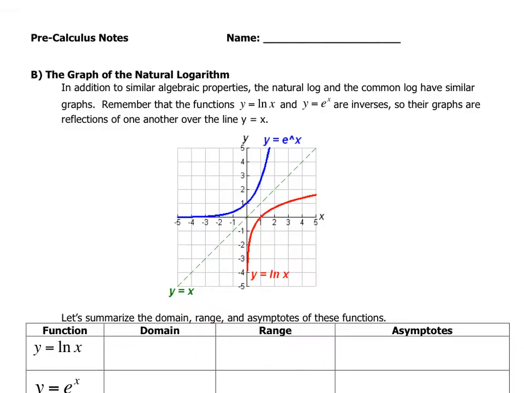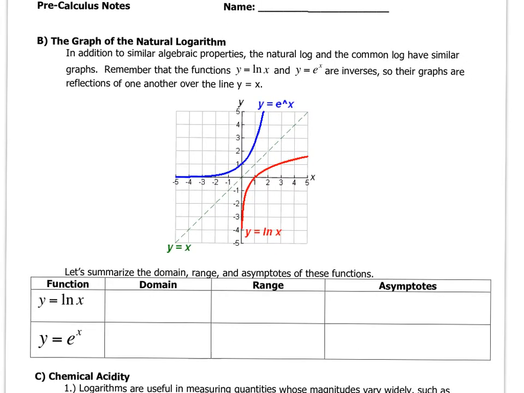Okay, so looking at a similar graph here, this is with our natural log function and our base e exponential function. Same thing here, natural log and base e exponential are inverses. The domain, range, and asymptotes are going to be almost identical to what they were with our base 10 exponential and base 10 log function. So if we look first at our natural log function, again, the domain has to be x greater than 0, and our range is all real numbers.